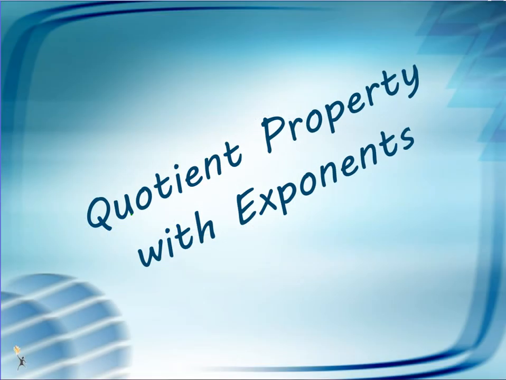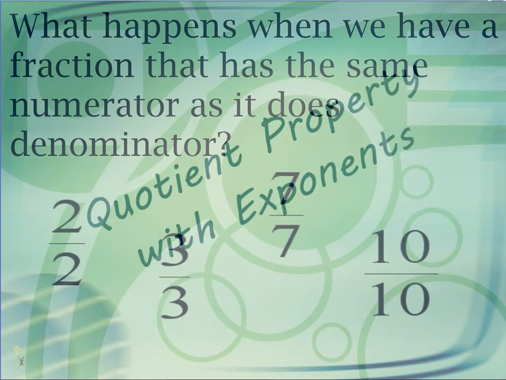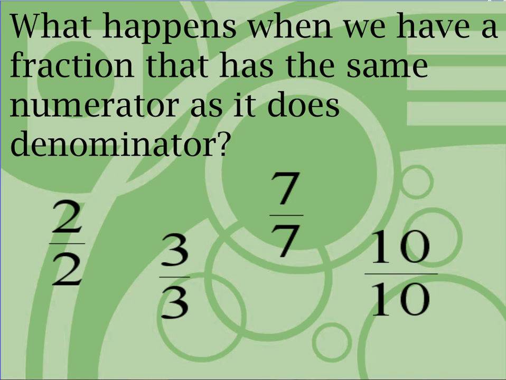Let's move on to the quotient property with exponents. And again, quotient is what you get when you divide. What happens when you have a fraction that has the same numerator and denominator? Don't all of these fractions reduce to 1?